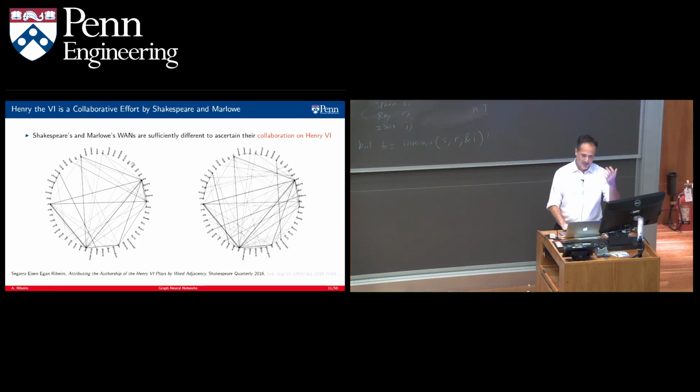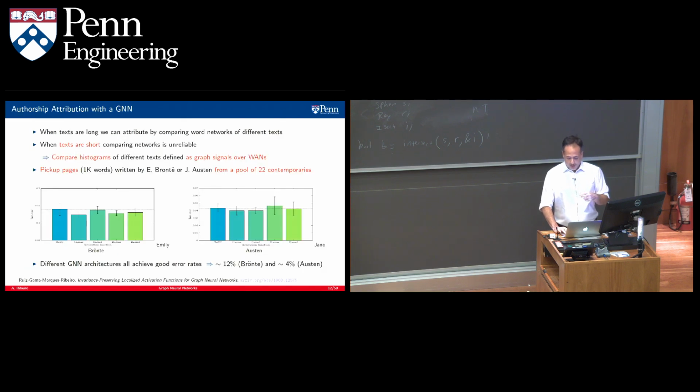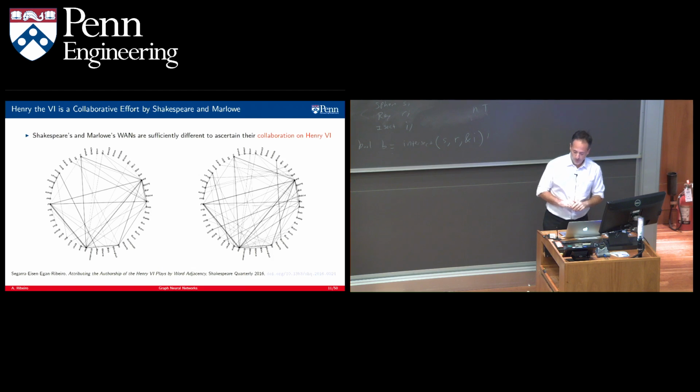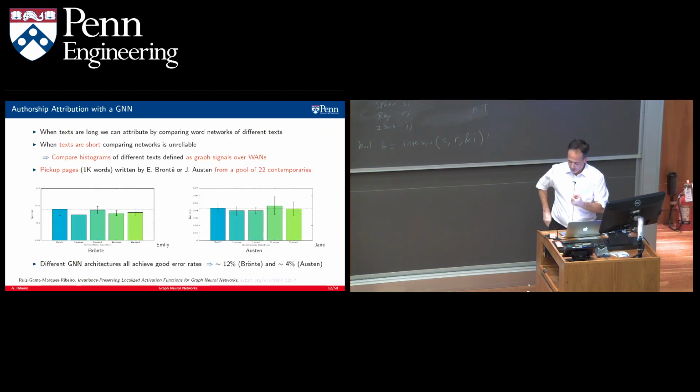And you can use that to analyze different plays that they wrote. In particular, we analyzed Henry VI, and we concluded that there are pieces of Henry VI that Marlowe wrote and there are pieces that Shakespeare wrote, so they collaborated in that play, and that's of interest to people in Shakespearean circles. As a matter of fact, this appeared in an English show. Now, the drawback of this tool is that constructing these word adjacency networks takes a lot of data. You cannot construct them if your texts are short.